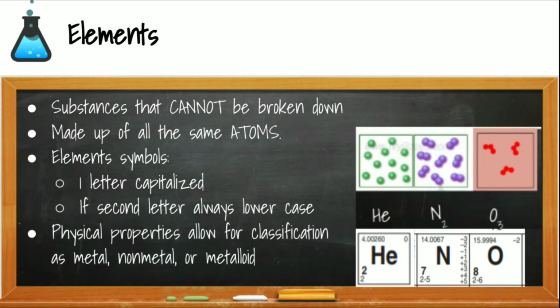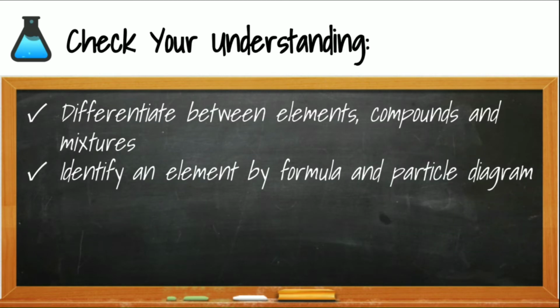Elements all have unique physical and chemical properties, and their physical properties allow us to classify them as metals, nonmetals, and metalloids. So by now, you should be able to differentiate an element from a compound and a mixture, and you should be able to identify an element by its formula and particle diagram.